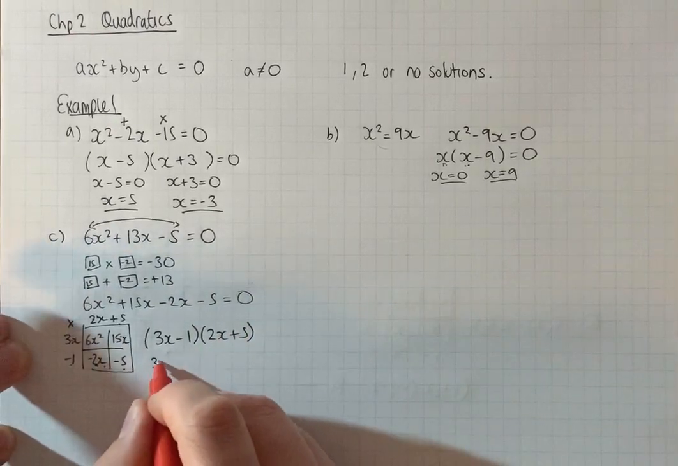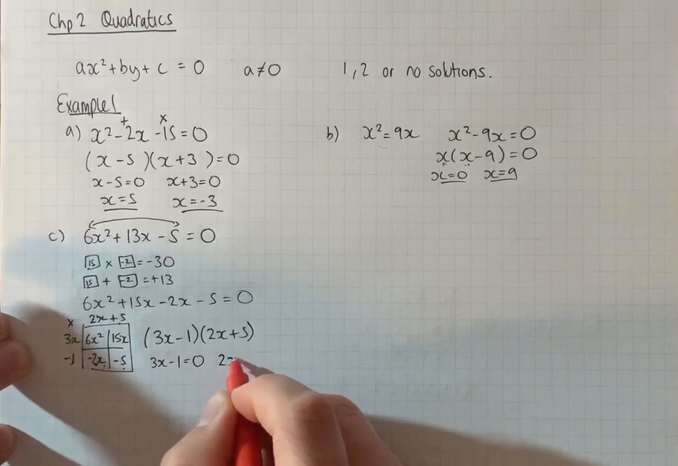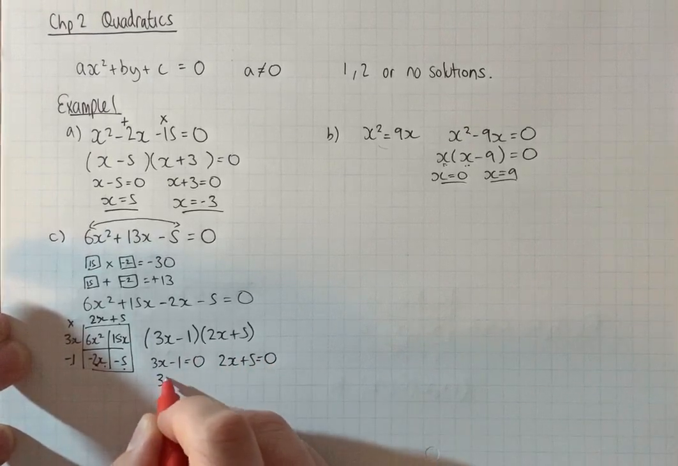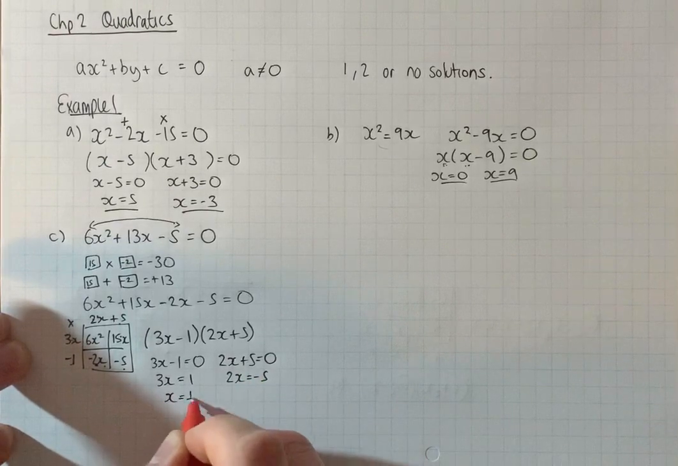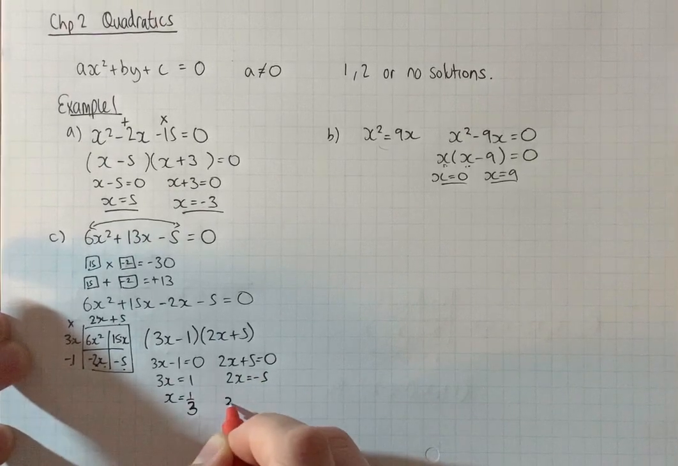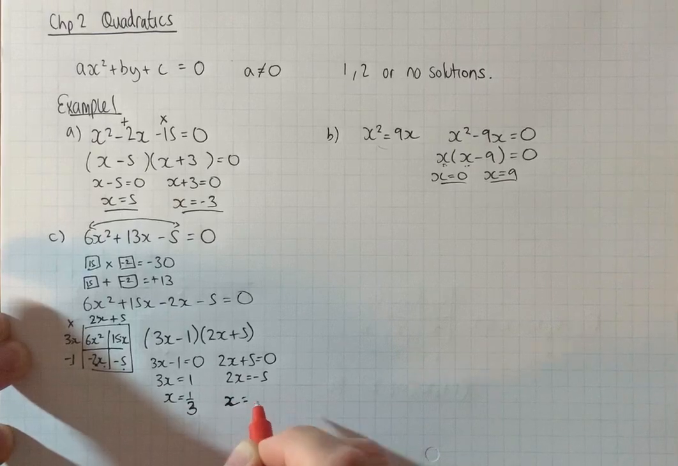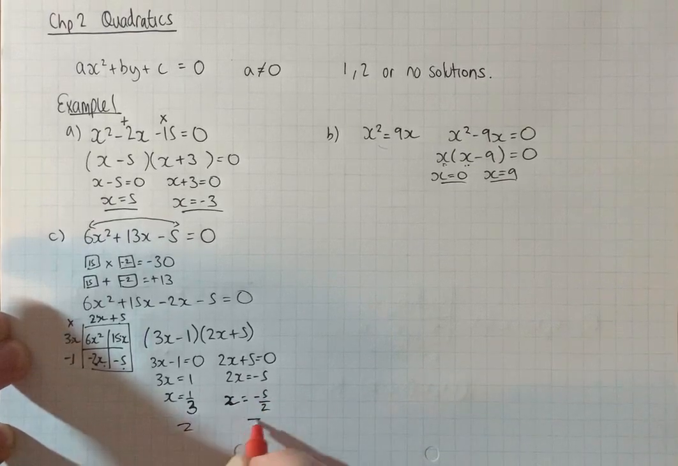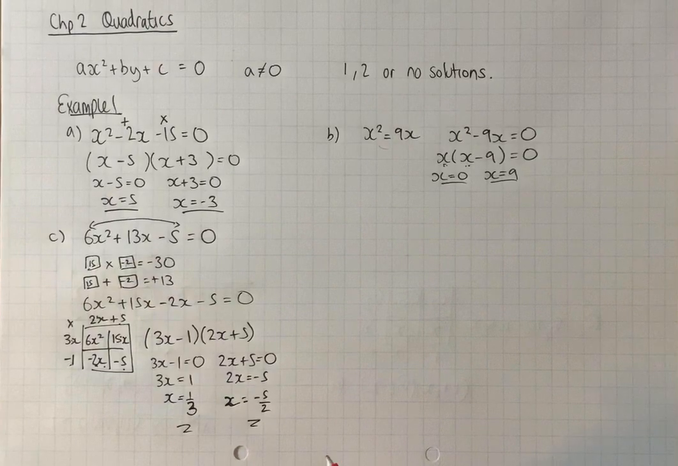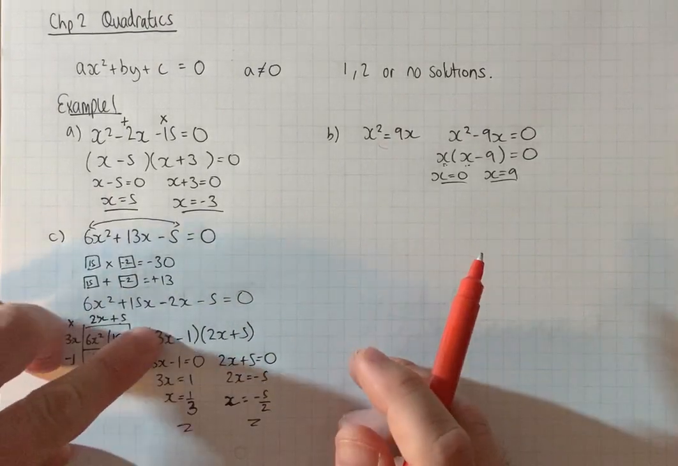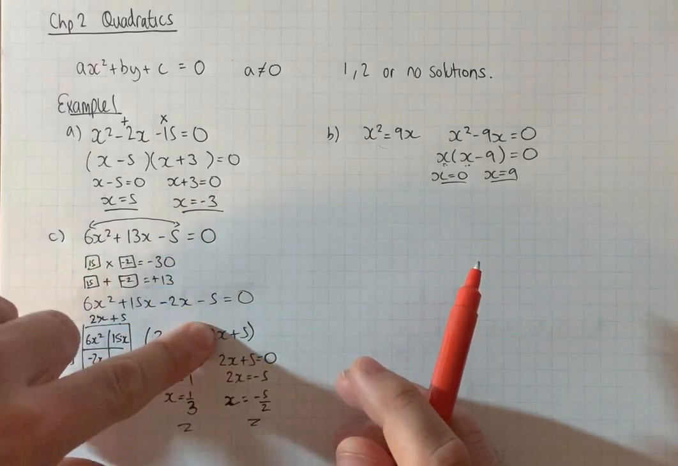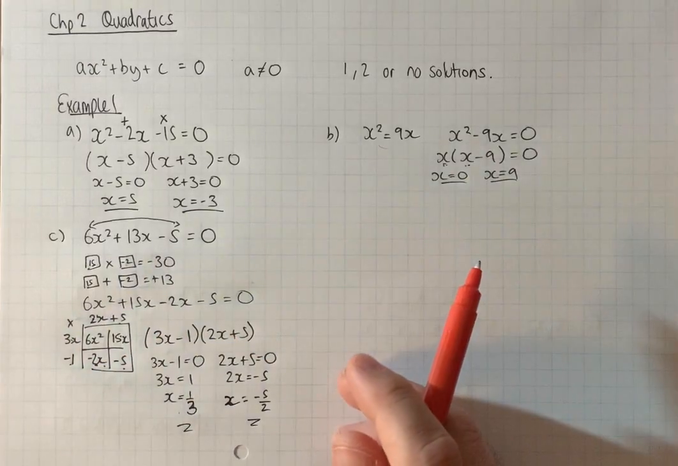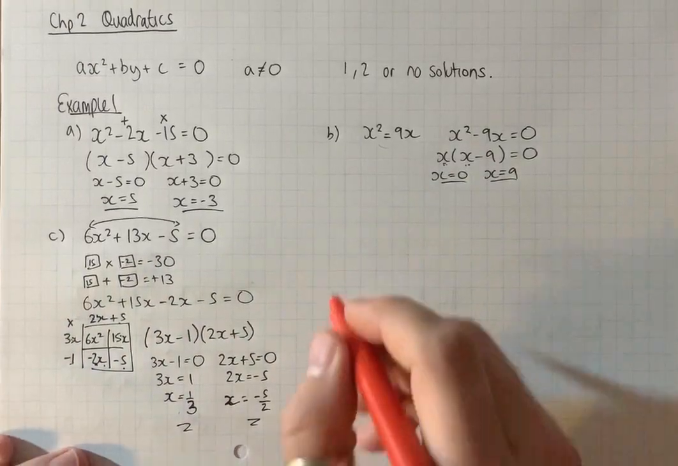So we've got 3x take 1 equals 0, 2x plus 5 equals 0, 3x equals 1, 2x equals negative 5, x equals a third, x equals minus 5 over 2 as the two solutions. Again, what you can do is skip all this work and go, x must be 1 divided by 3, x must be minus 5 divided by 2. Just speeds it up a little bit.